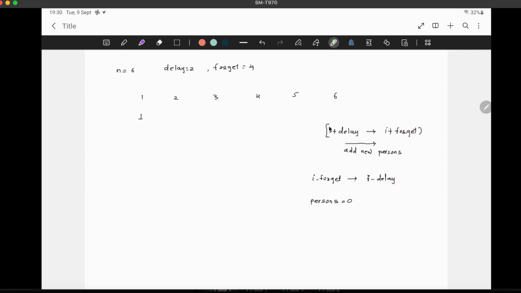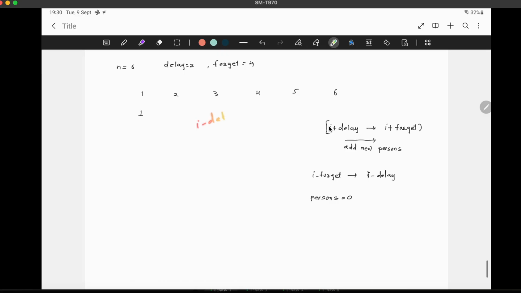But if we think in the reverse direction, let us suppose we are at this particular index, the third index, right over here. Here what we can do is try to perform the reverse operation, i minus delay. Earlier we went forward, but here we will go in the reverse direction. We will check that if i minus delay has any person in the dp array, that person can generate a new person here. Can we say that? It is pretty much straightforward, right?